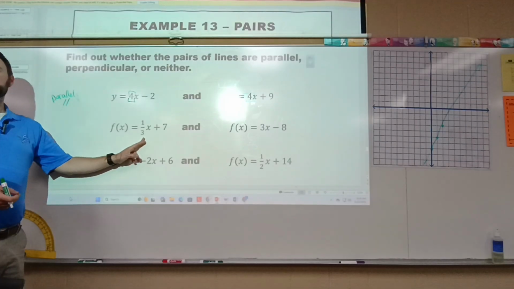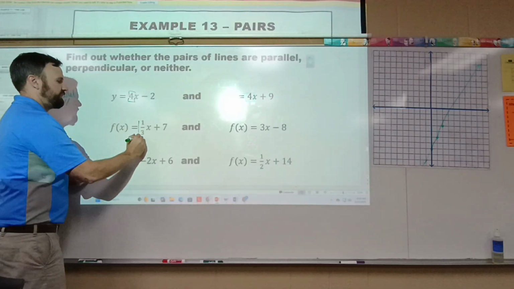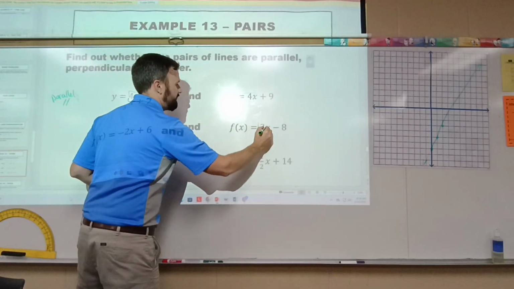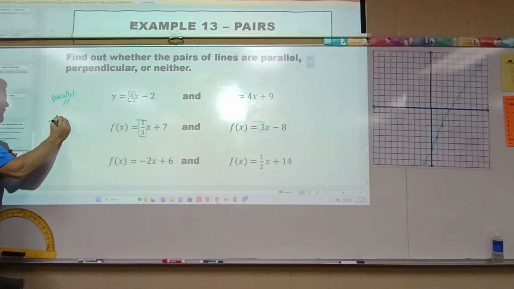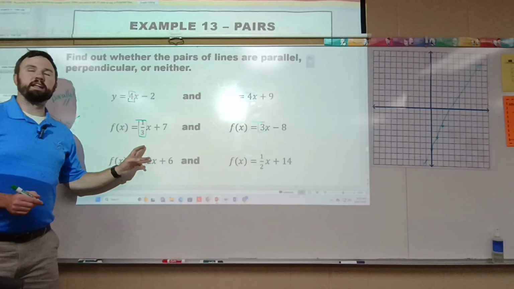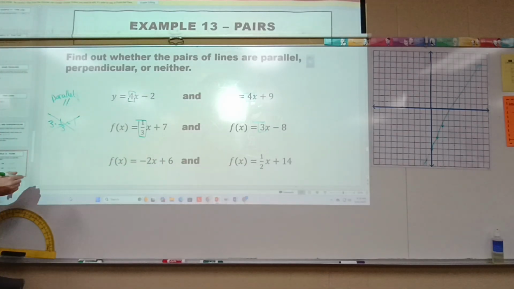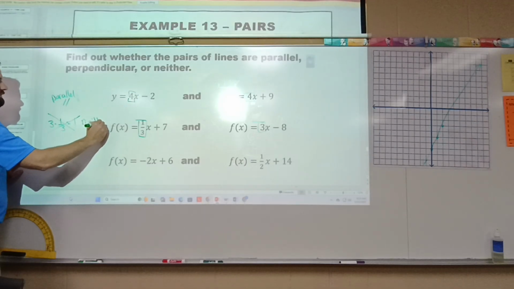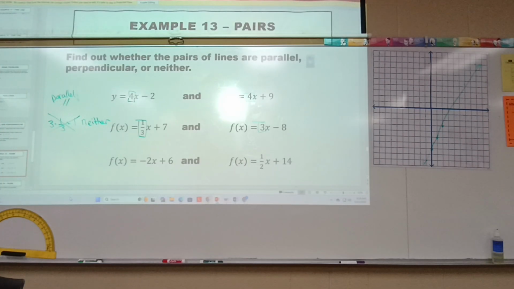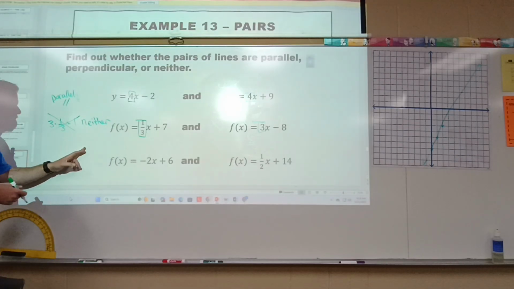All right, so 1/3, 3. Now they are flipped, right? Now again, this is not the college algebra way, but it is a way to do it. 3 times 1/3 is 1, not -1. Also, one has to be positive, one has to be negative. So this is what? Neither, right? Neither parallel nor perpendicular. They have no relationship to each other. They just hang out, occasionally meet.